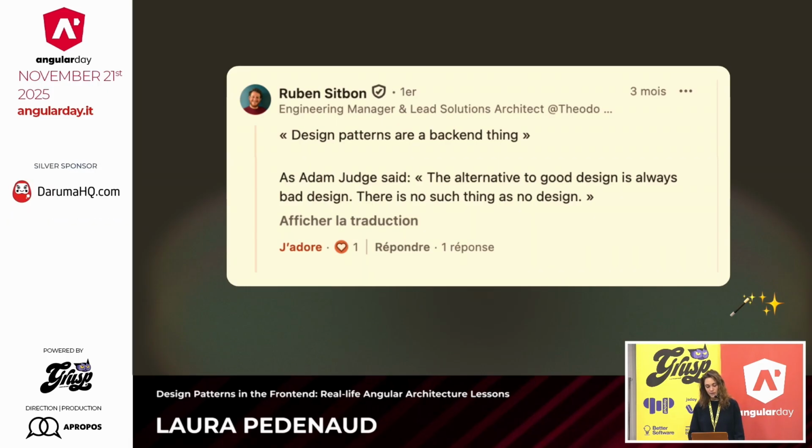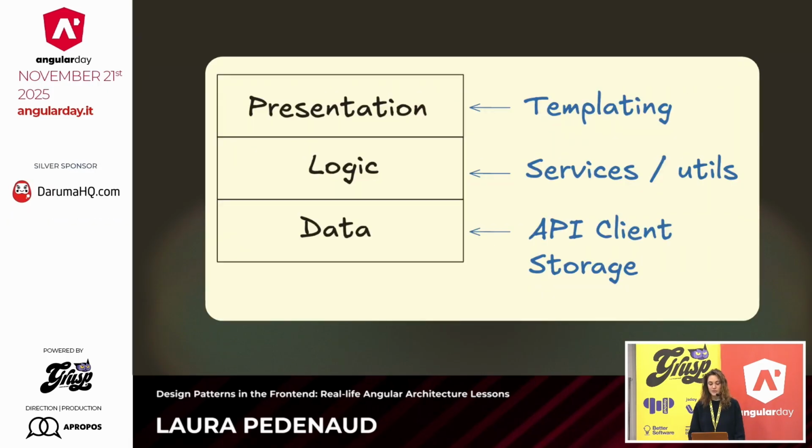And if you want a little comparison, we usually talk about applications with a 3 layers schema, so the presentation layer, the logic layer, and the data layer. But actually, if you transpose it in a front-end application, the presentation layer is just templating. The logic layer is your services and utils files, and then your data layer is the API clients or storage.